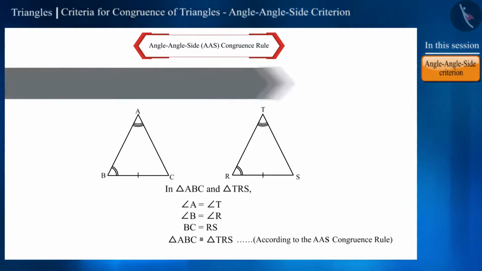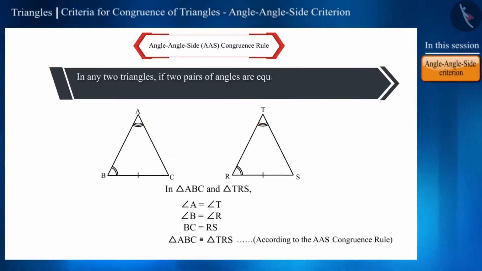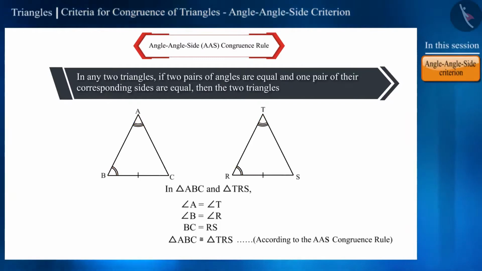That's why we can say that in any two triangles, if two pairs of angles are equal and one pair of their corresponding sides are equal, then the two triangles are said to be congruent. We call this the angle-side criterion, that is the AAS congruence rule.